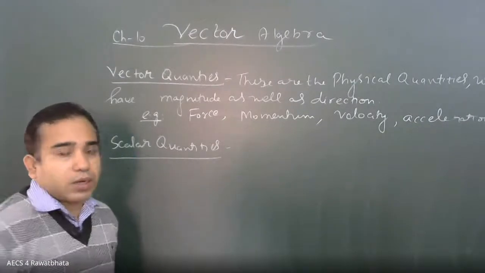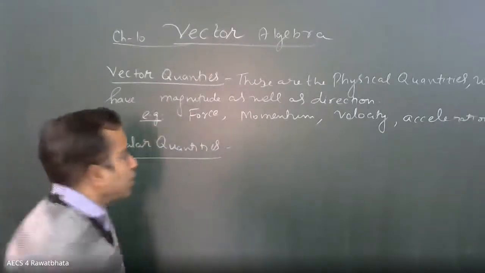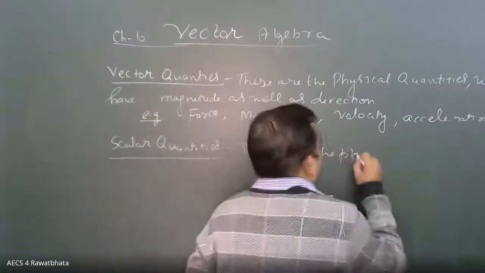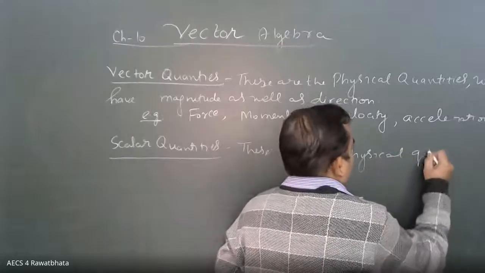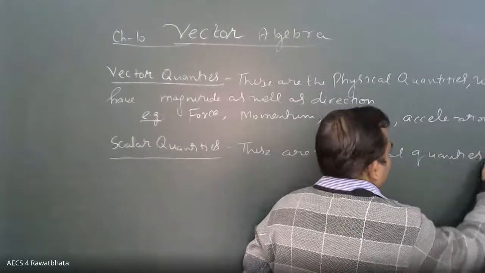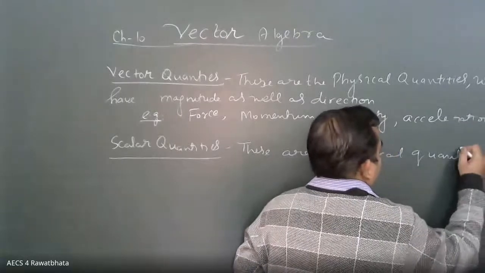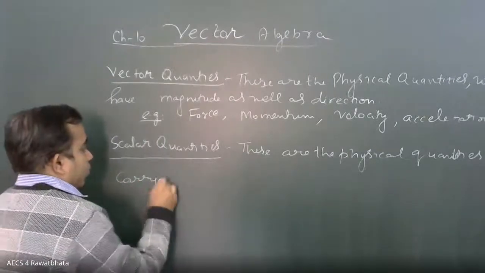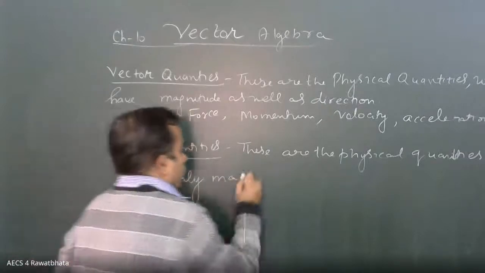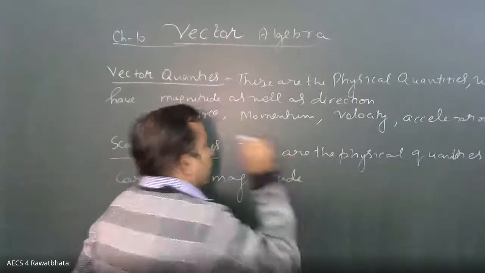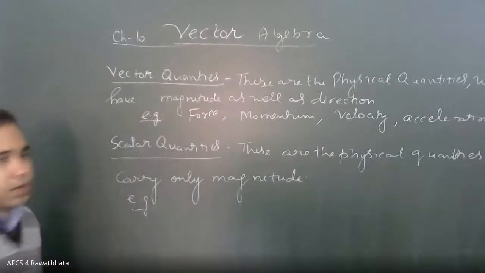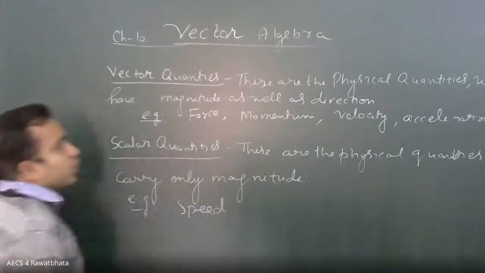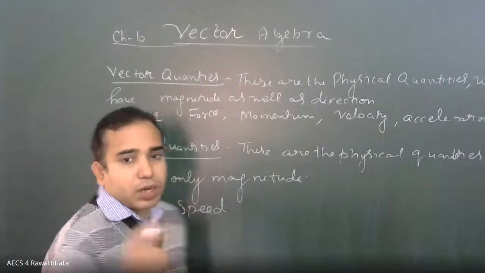Scalar quantities are different from vector quantities. These are the physical quantities which carry only magnitude. Right. For example, you must have studied speed. There is a difference between speed and velocity. Speed means only the number, the measure.